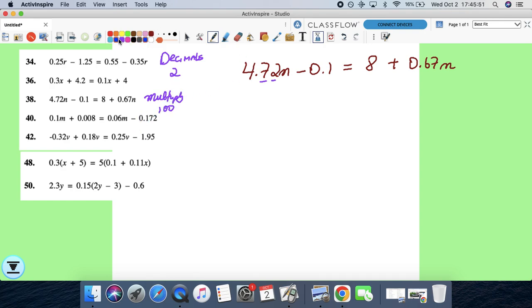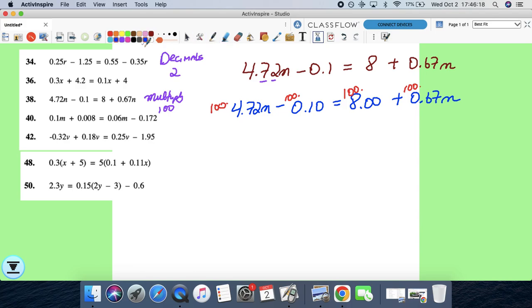Now let's rewrite this equation so that everybody has 2 decimal places. So 4.72 is okay. Minus 0.10, so we add the 0, equals 8.00. Now it has 2 decimal places. And then plus 0.67n. Now, we multiply everybody times 100. You can use a calculator, or we take the shortcut and move the decimal 2 places to the right. So this becomes 472n. This is going to become 10. This is going to be 800. And this is going to be 67n.